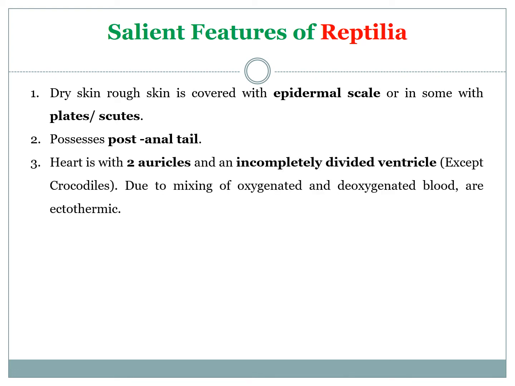They have a post-anal tail. The extension of the body beyond the anus is called the tail. Reptiles have a post-anal tail. Their heart is partially divided into 3.5 chambers. They have 2 auricles and 1 partially divided ventricle. Due to the partial division of the ventricle, here the blood also gets mixed and they are also ectothermic.